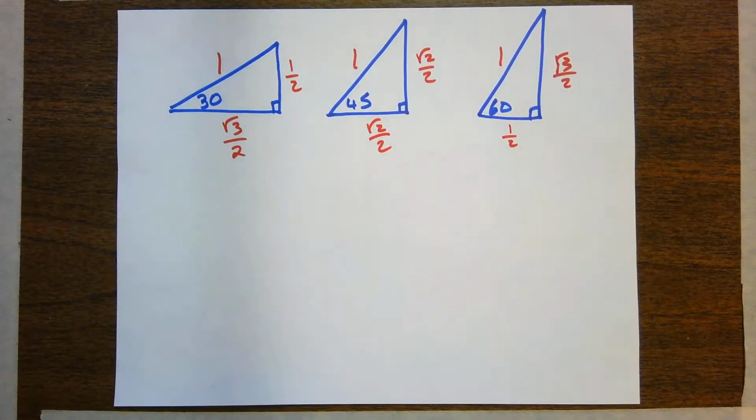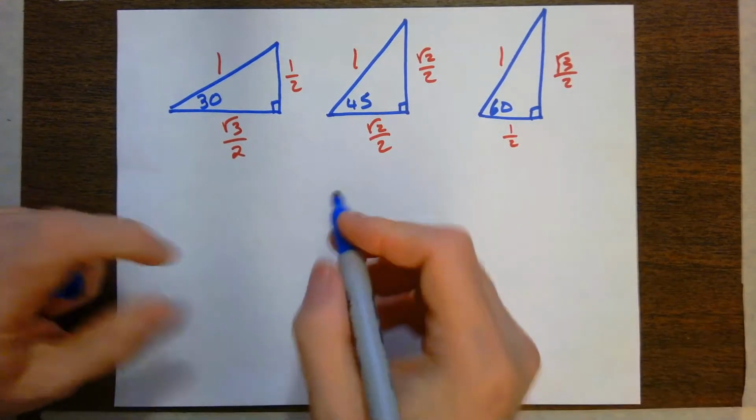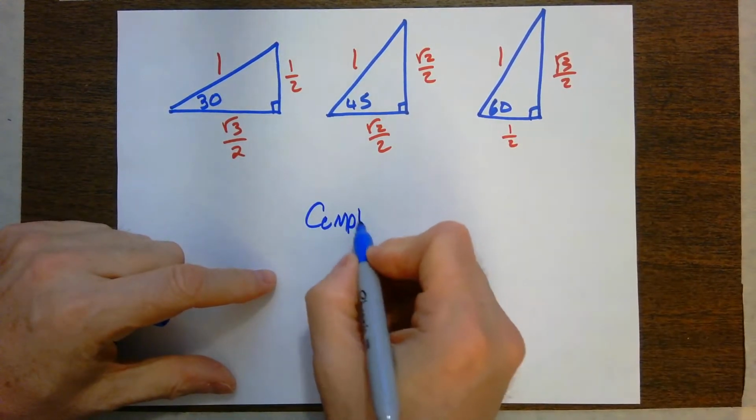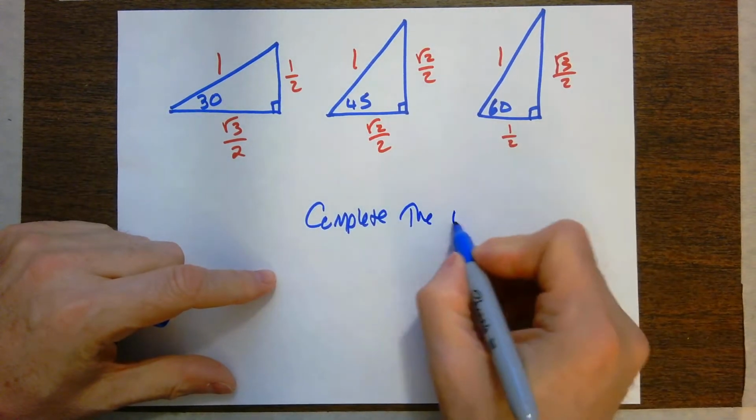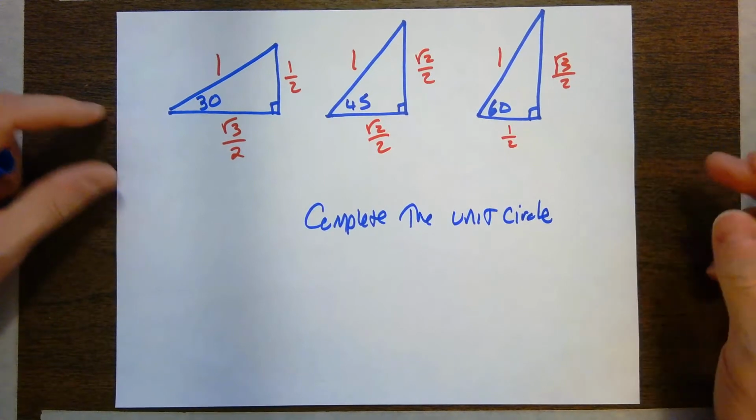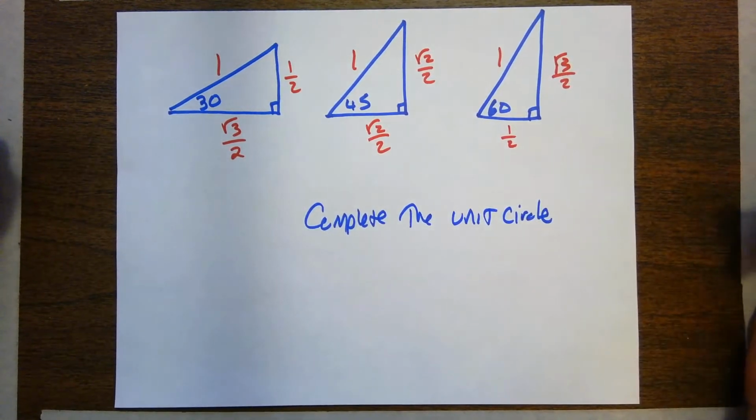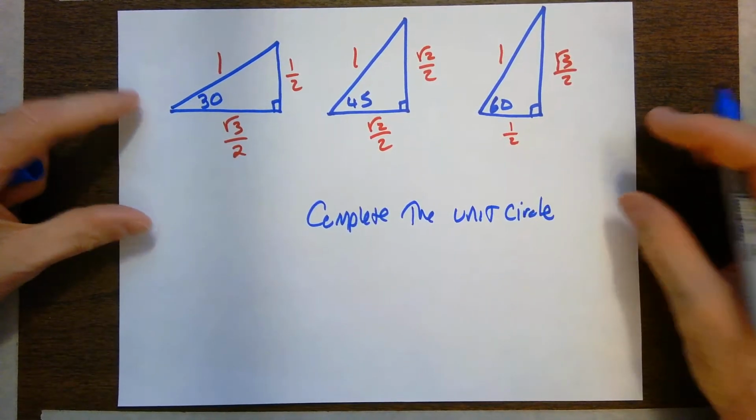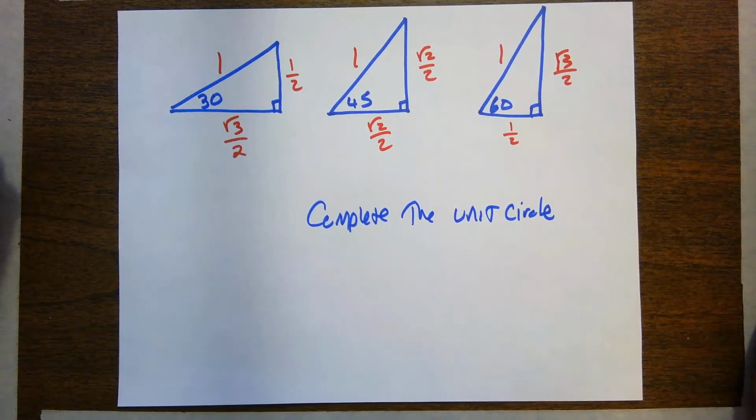So the next thing I want you to do is finish that whole unit circle. Put it all together, the unit circle. So complete the unit circle. Work on it. Compare your notes. Check with each other. Make sure it's right. Make a nice unit circle. Take your time on it.